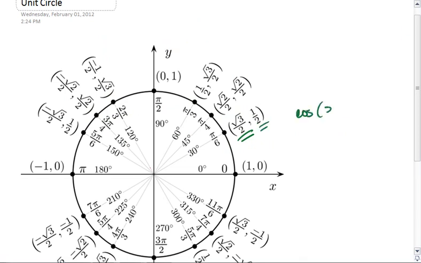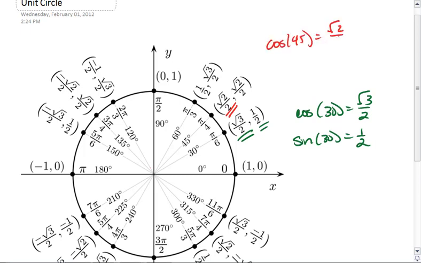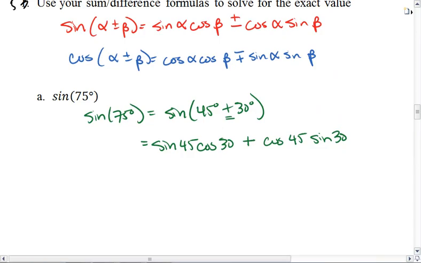So cosine 30 is rad 3 over 2. Sine of 30 equals 1/2. Then cosine of 45 is rad 2 over 2, and sine of 45 is also rad 2 over 2. Going back here then, I can plug these numbers in.